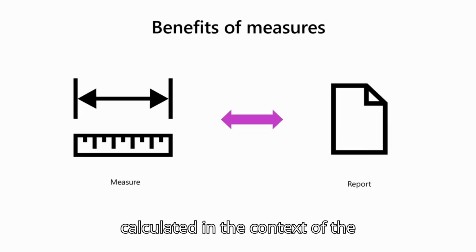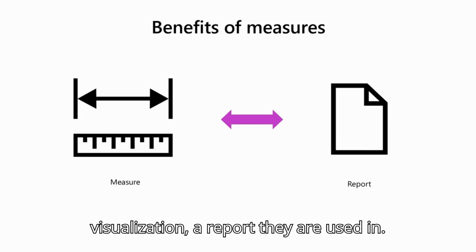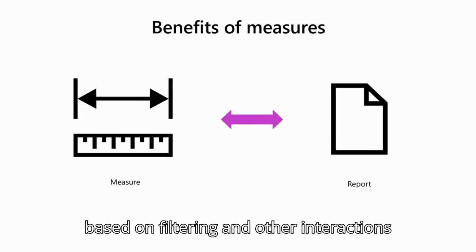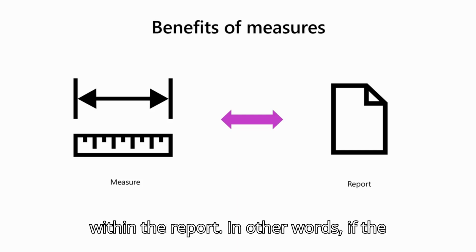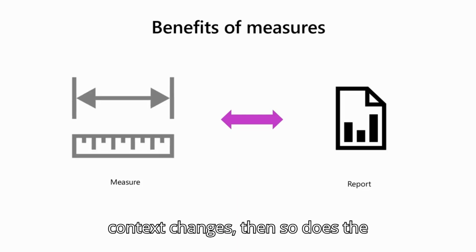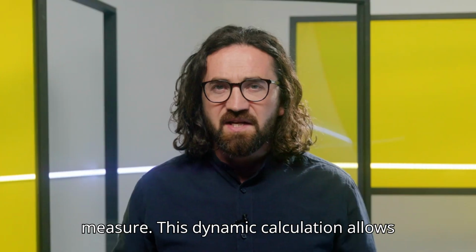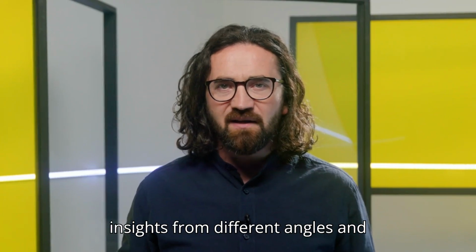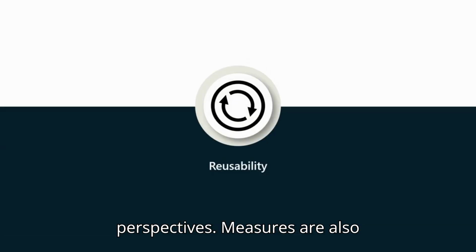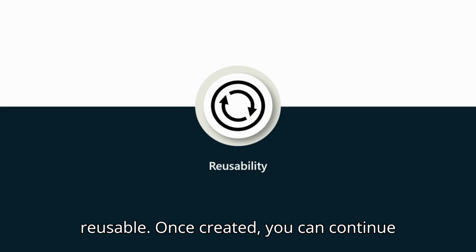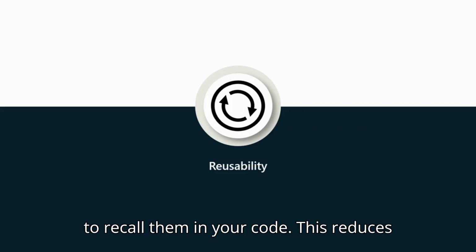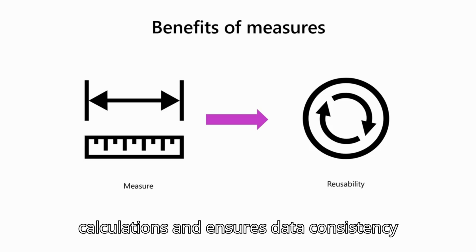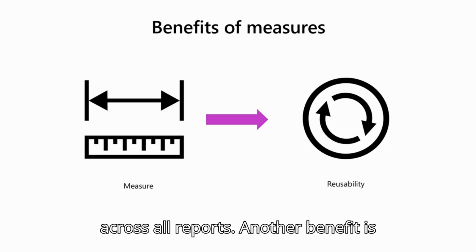Measures are calculated in the context of the visualization or report they are used in. This means they are dynamically updated based on filtering and other interactions within the report. In other words, if the context changes, then so does the measure. This dynamic calculation allows you to dive deeper into data and gain insights from different angles and perspectives. Measures are also reusable. Once created, you can continue to recall them in your code. This reduces the repetitive work of creating the same calculations and ensures data consistency across all reports.